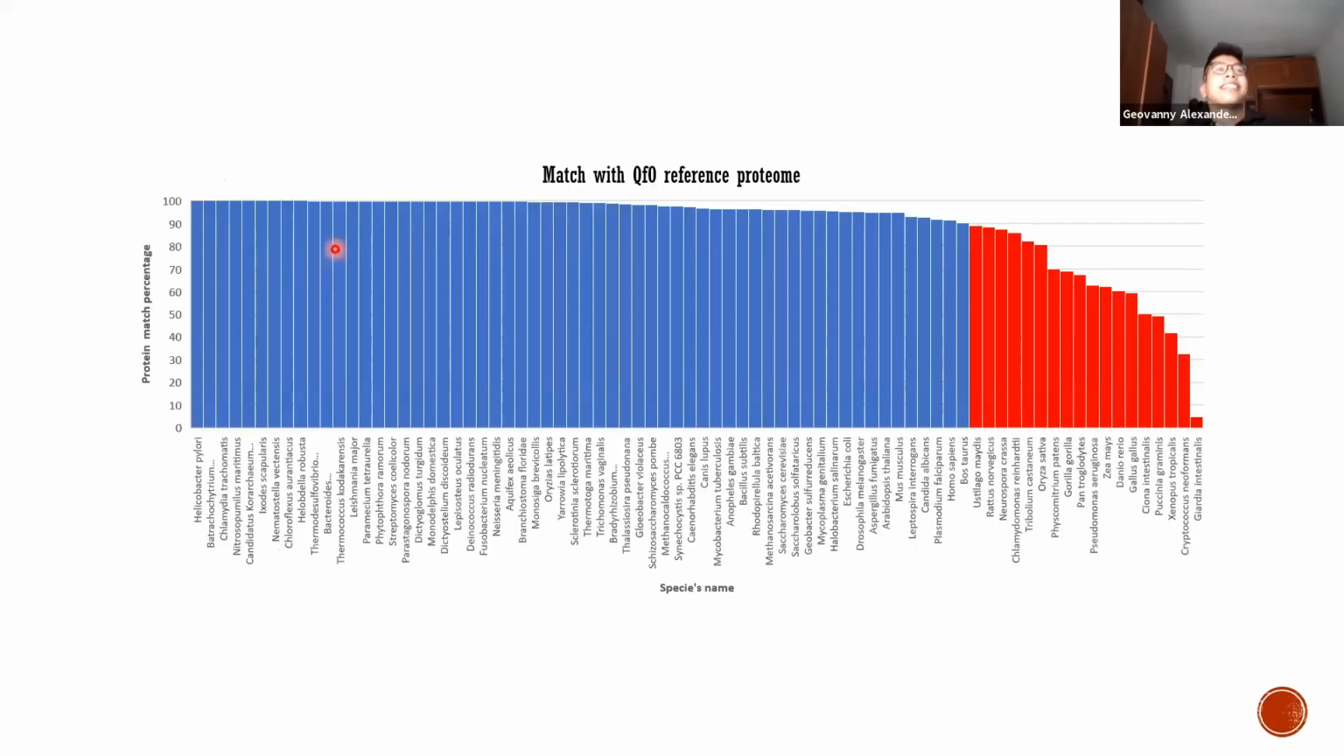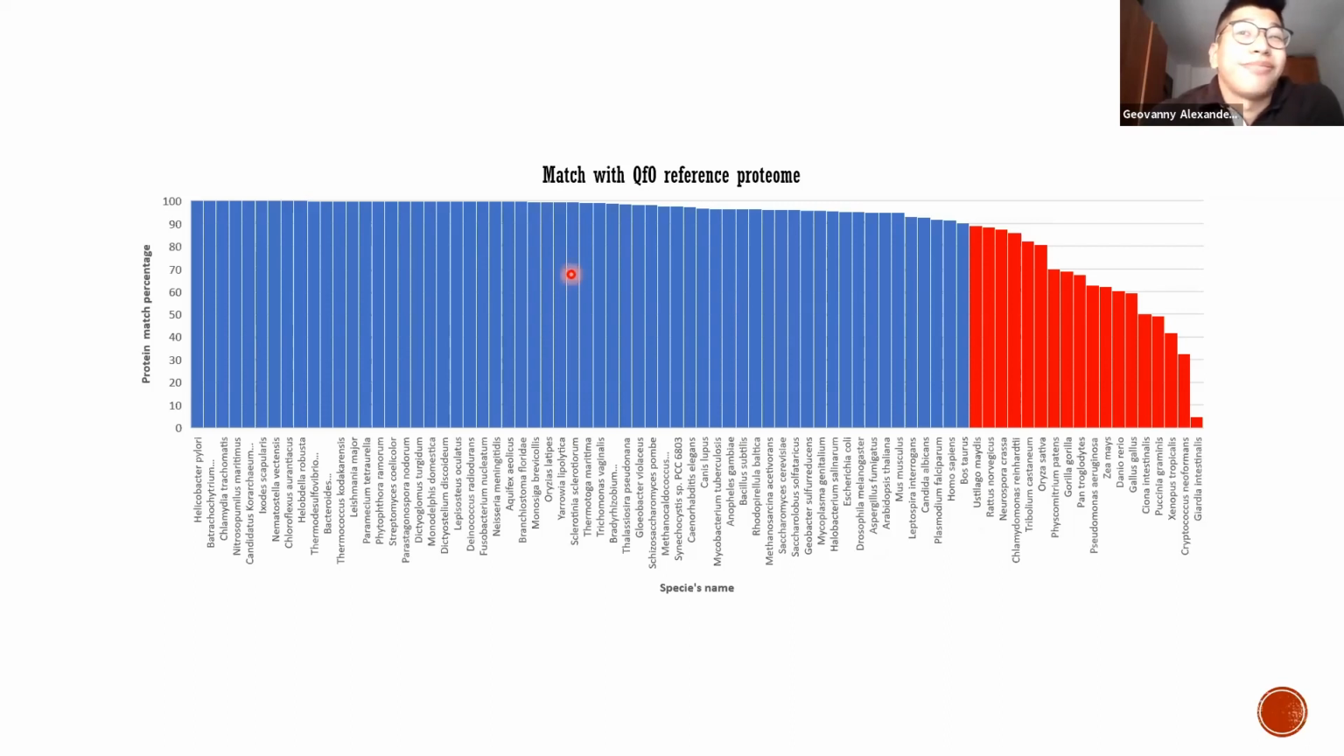Why did I say that 85% was a bit tricky? Well, it's basically because it represents the total match. It doesn't show us the individual matches. If we see the graph here, which represents the protein match of each species with its corresponding reference proteome, these are the 78 species from the reference proteome.